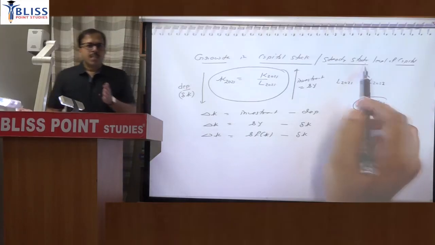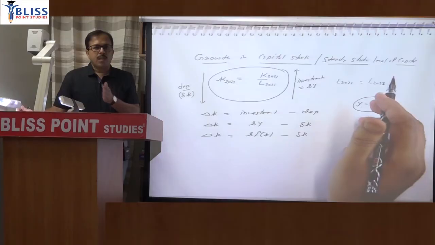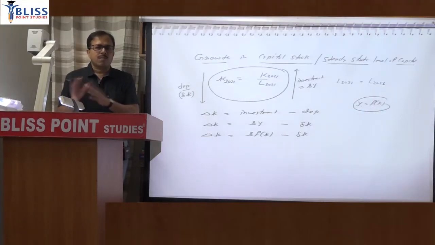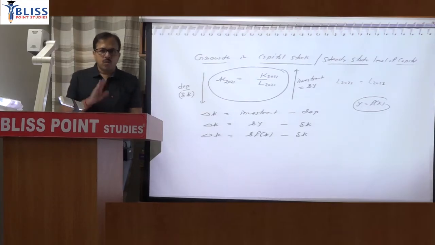So steady state is that state where the stock of capital is neither increasing nor declining, which means change is equal to 0. I repeat, steady state is that state where the stock of capital is neither increasing nor declining. So steady state is the long run equilibrium of the economy towards which the economy always tends to move.